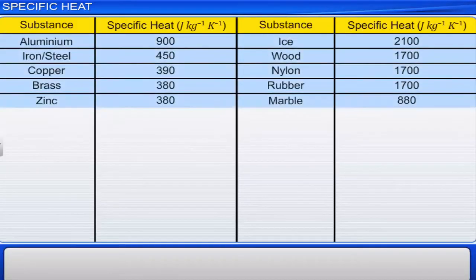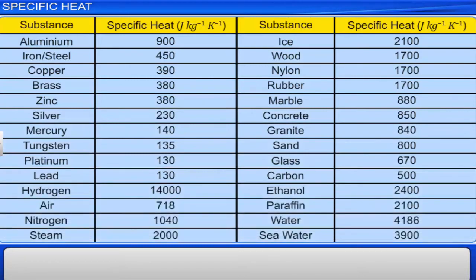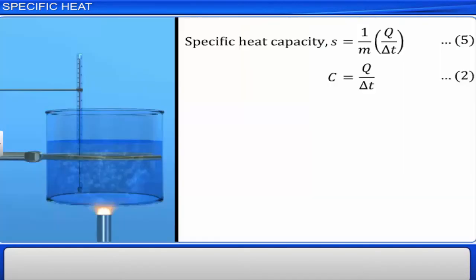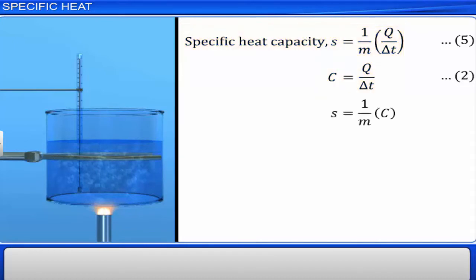Different materials have different specific heat capacities. The table here gives the values of specific heat capacities of different substances. By substituting equation 2 in equation 5, heat capacity and the specific heat capacity can be related as C is equal to M into S.